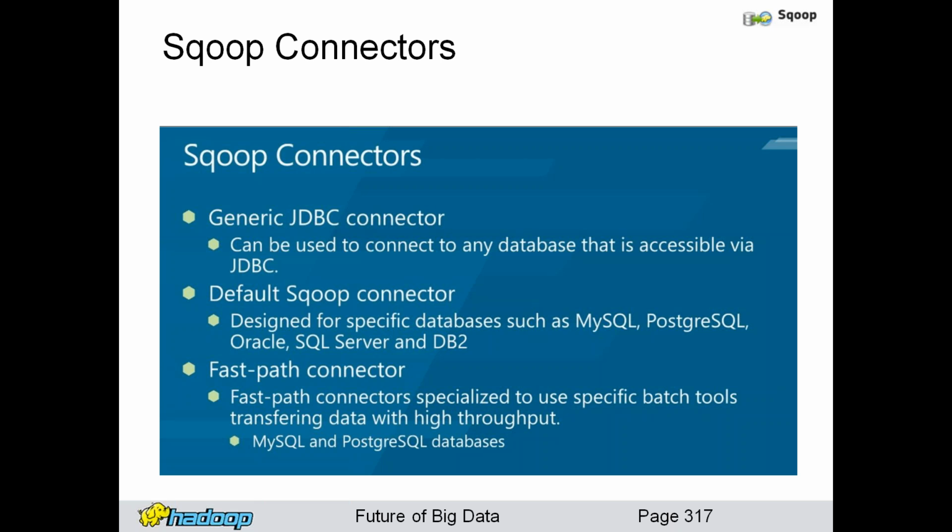Okay, there is a question in the chat window. Why can't we always use the fast path connector? Why do we have to use the generic or default connector? Why don't we use this fast path connector?